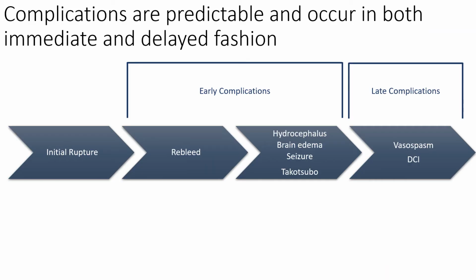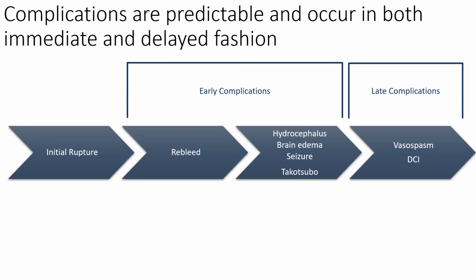It's really important to understand the course and complications that come up from an aneurysmal subarachnoid hemorrhage. There are early complications, those things that happen within the first 24 to 48 hours. And then there are late complications, the things that happen after a few days. We're going to start by talking about the early complications.